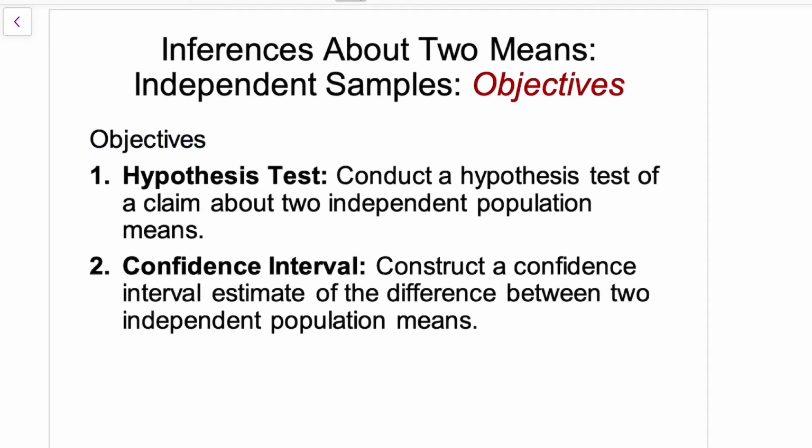And with that said, we have two main objectives. One is to actually do the formal method of hypothesis testing, to conduct a hypothesis test about a claim made for two independent means, and build a confidence interval estimate around the difference between those two independent population means.